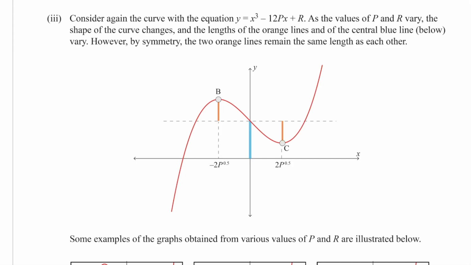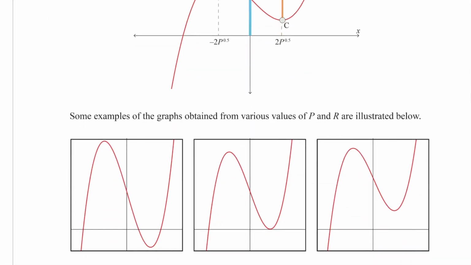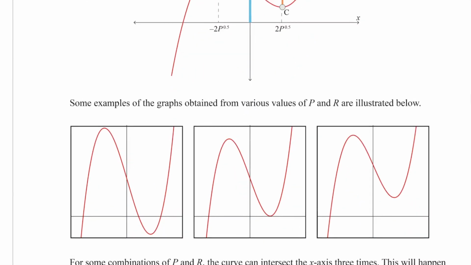But here they're telling us that the lengths of these orange lines and the central blue line will change. Right, so B and C, they are sort of corresponding to the max and the min, and then that blue line is the point of inflection or the point of rotational symmetry, so kind of like the center, it seems like. They've given us a few examples.